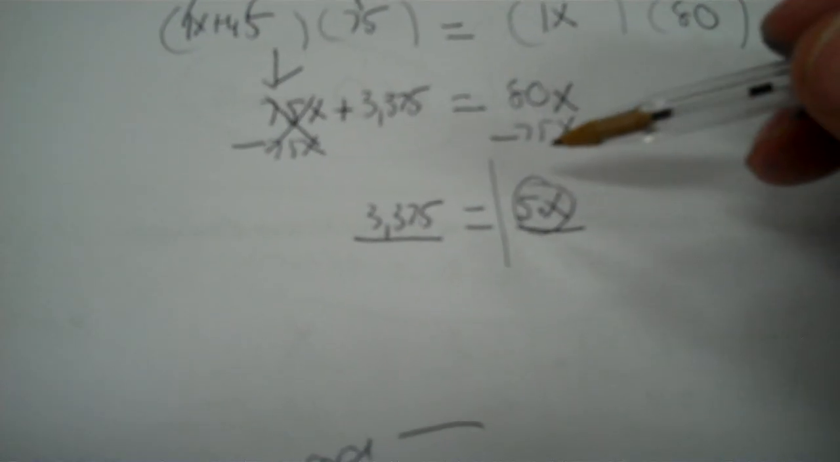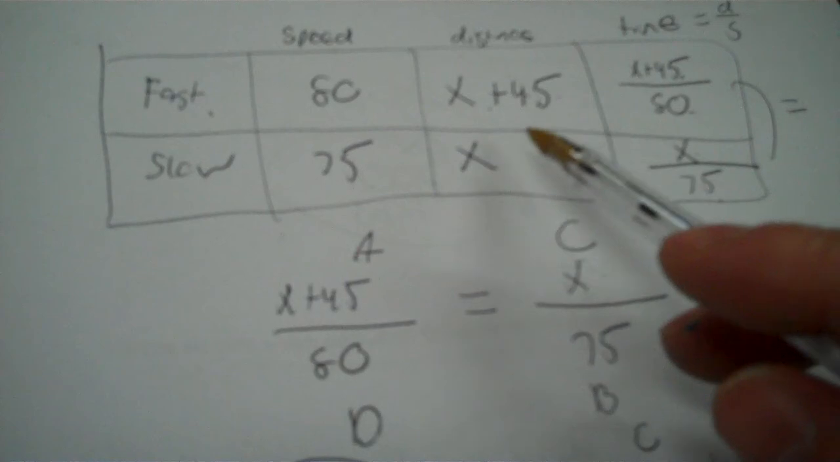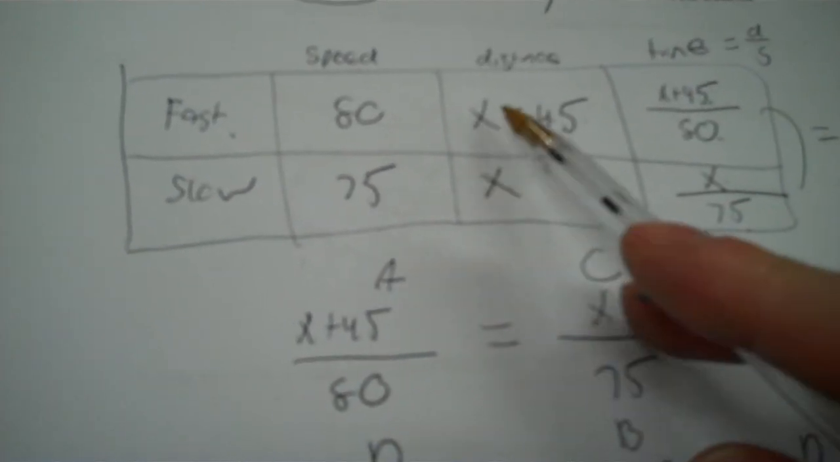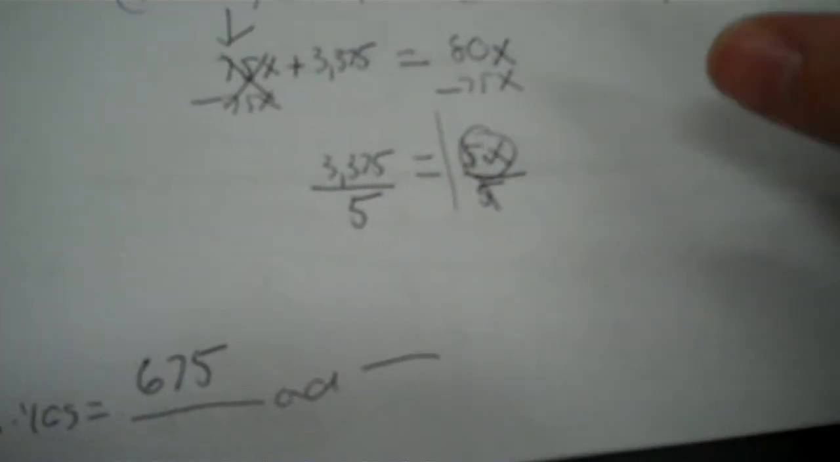X is just being multiplied by 5, so I do the opposite of times 5, which is divide by 5. And I take 3,375 divided by 5, and that's 675. So there's your first answer. Now the other car just went 45 miles further. X is 675, and then I take 675 and add 45 to find the distance the other car traveled. 720.